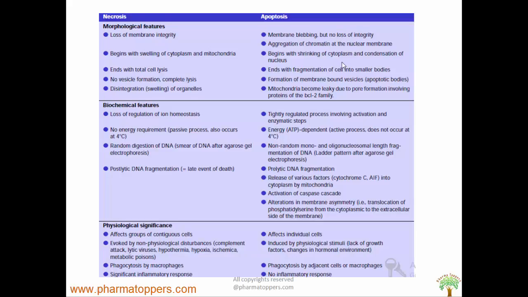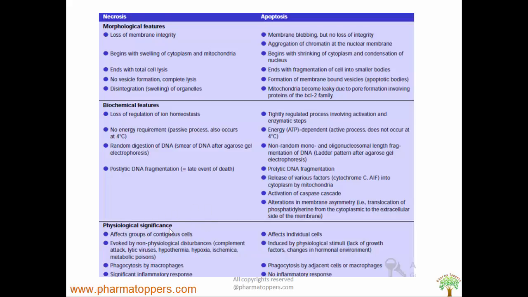aggregation of chromatin, shrinkage of cytoplasm, fragmentation of the cell into smaller bodies, formation of apoptotic bodies, and mitochondria becomes leaky due to the pore formation involving the proteins of the BCL2 family. This point is important.